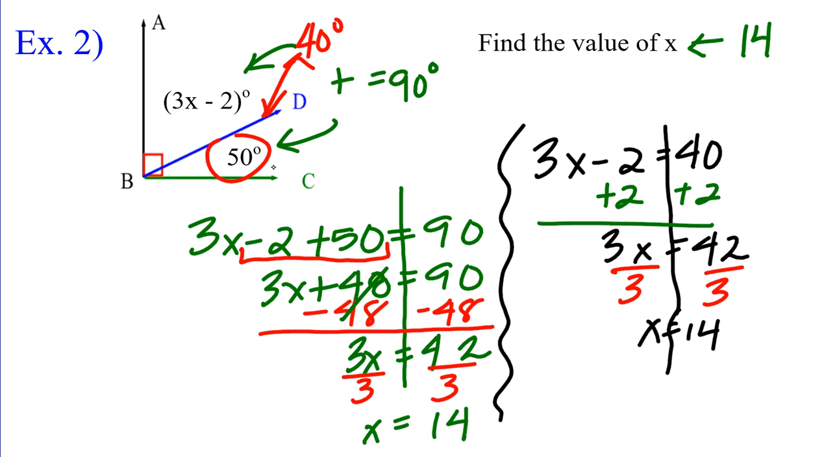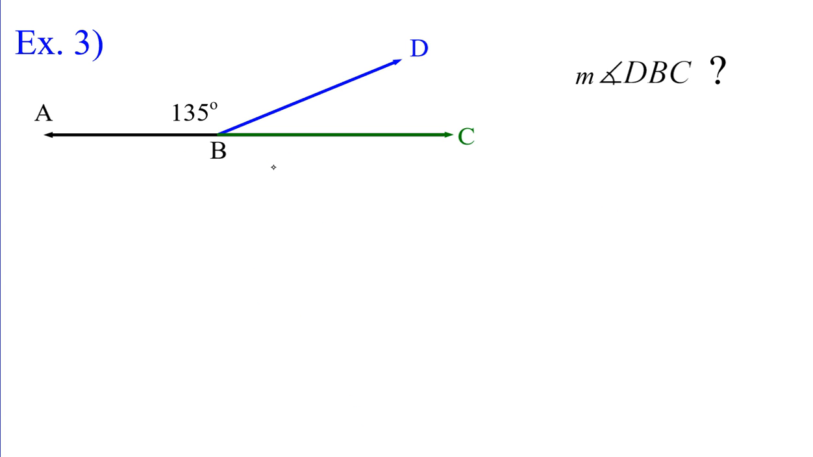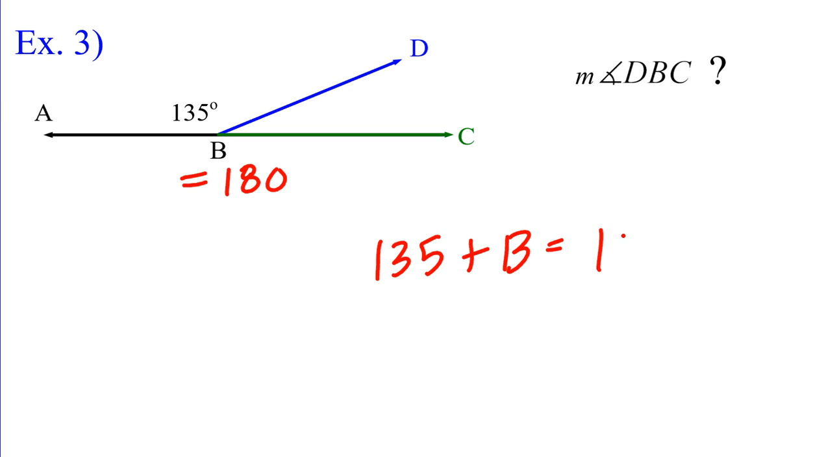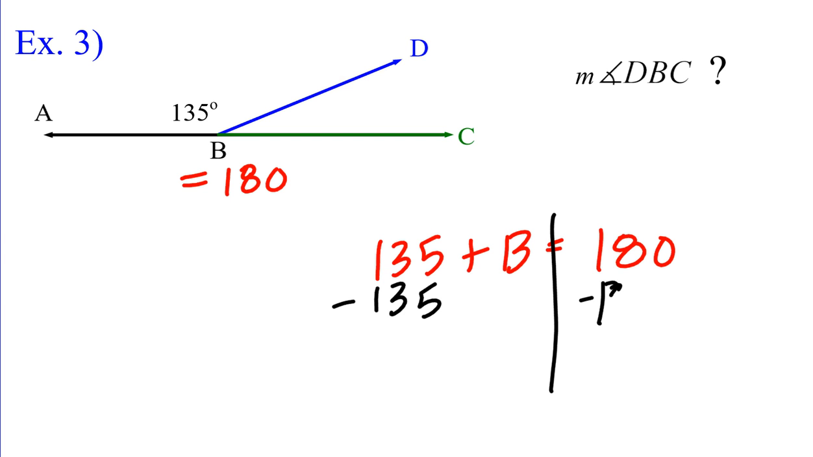Now let's take a look at a straight angle. Here we have in example 3 a straight angle. We know that a straight angle, adjacent angles together, are going to add up to 180 degrees. So we know 135 plus angle B is going to equal 180. So we'll subtract 135 from both sides of our equation in order to isolate the variable.